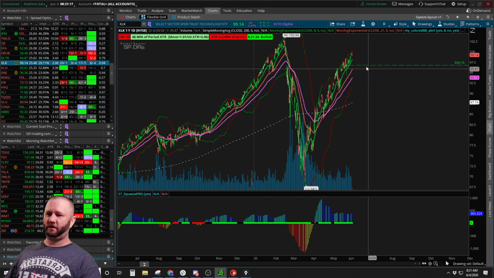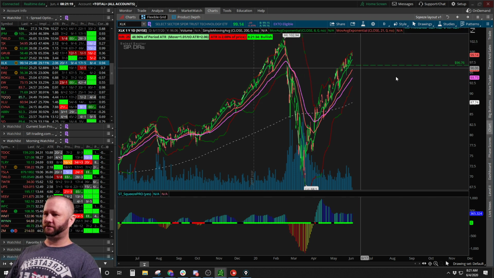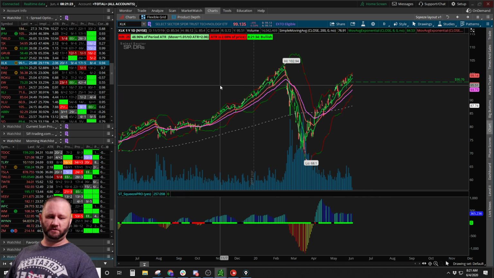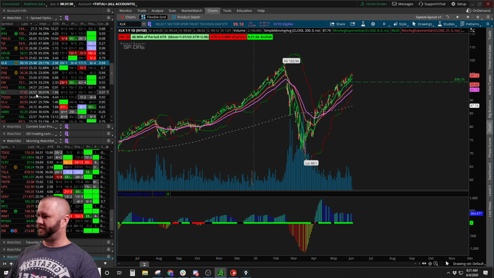XLK. If that was down a little bit more, I would actually want to take it. I might take it. Technology's doing good right now. So we'll look at XLK, maybe see what's there, but we're getting low on the IV again. Okay, we're in the 20s. So I think that's where I'm going to stop it.